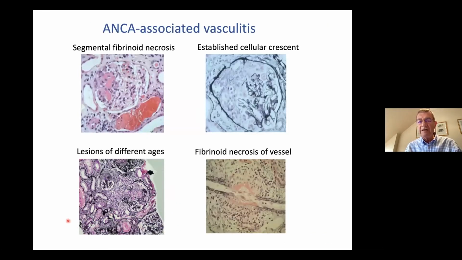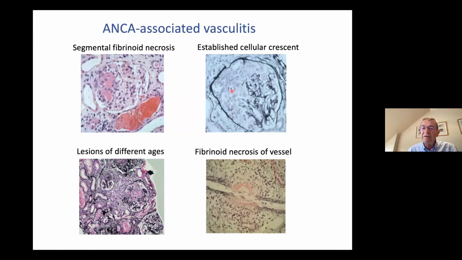This shows some of the kidney lesions on kidney biopsy, and the characteristic early lesion is segmental fibrinoid necrosis, as you see in this glomerulus here. You can see an area of necrosis under my pointer, and adjacent you can see a red cell cast in the tubule. And if untreated, this will progress to an established cellular crescent.